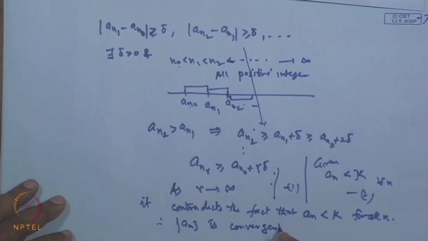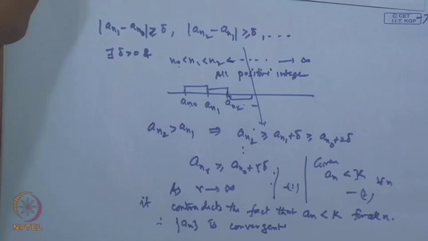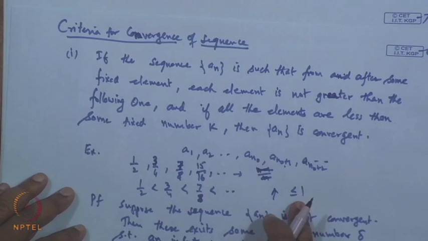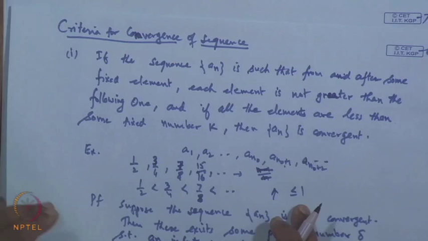So this is the first criterion: if the terms of the sequence are increasing in nature, but bounded above by some number k, then such a sequence will be a convergent sequence. In other words, a sequence which is monotonically increasing and bounded must be a convergent sequence. Okay?